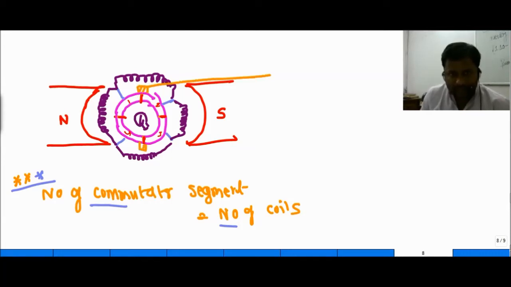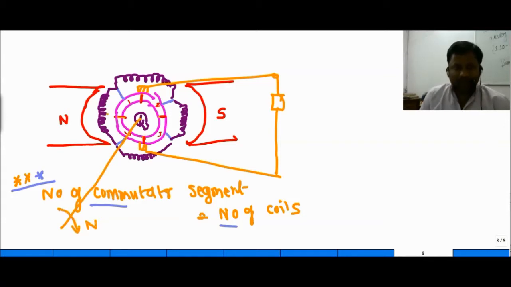which are taken to the outside in this fashion. Here the load is connected like this, and this shaft is rotated by an external prime mover. Whenever this magnetic field, which goes from north to south, is present and this armature is rotated by an external prime mover at a speed of n, there will be an induced EMF in coils 1, 2, 3, 4, and as a result the load is connected.